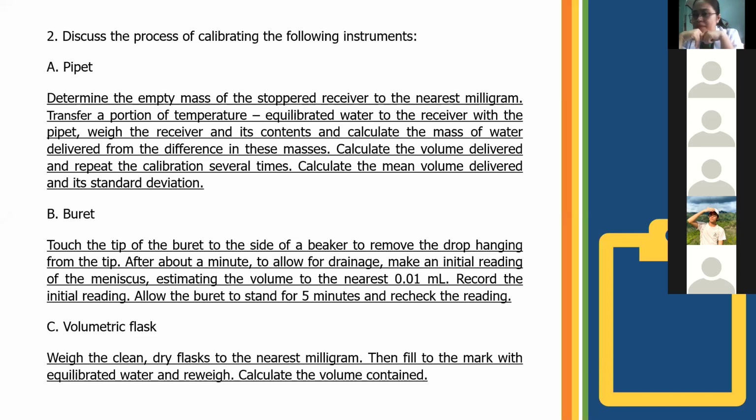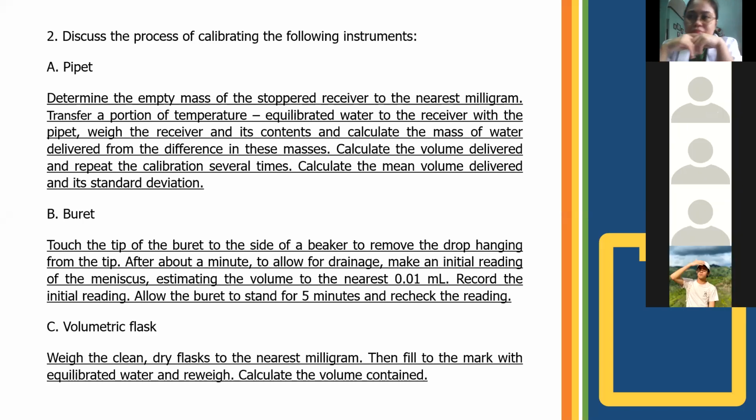Touch the tip of the burette to the side of a beaker to remove the drop hanging from the tip. After about a minute, to allow for drainage, make an initial reading of the meniscus, estimating the volume to the nearest 0.01 ml. Record the initial reading and allow the burette to stand for 5 minutes and recheck the reading.